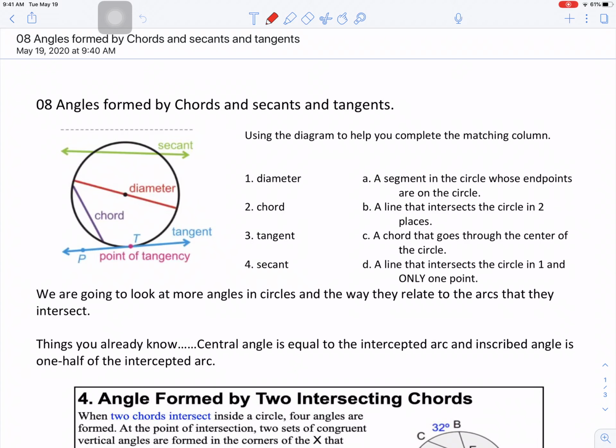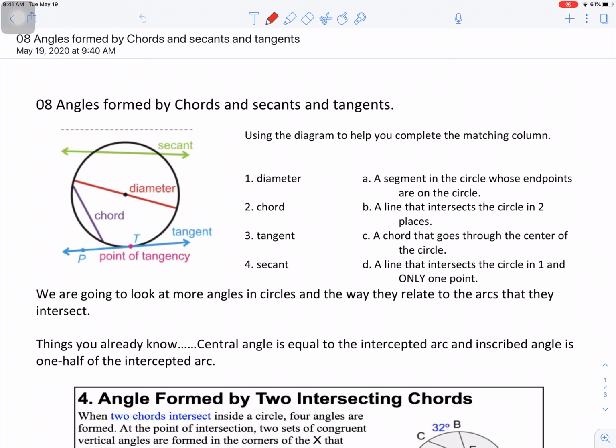Okay, students of geometry, we're going to proceed into lesson 8 on angles formed by chords, secants, and tangents. All right, first of all, you need to know what those things are.